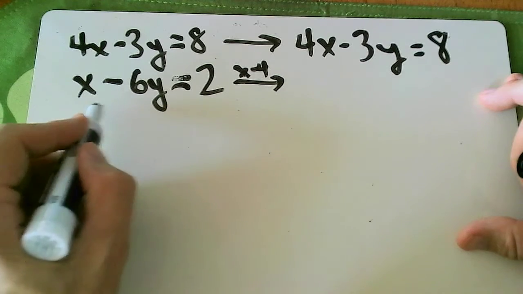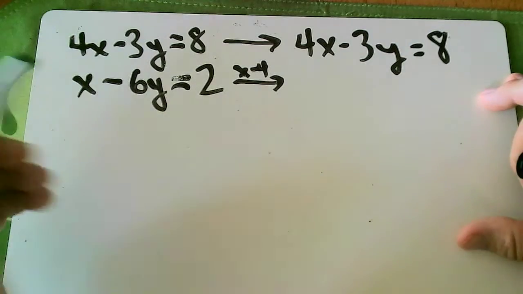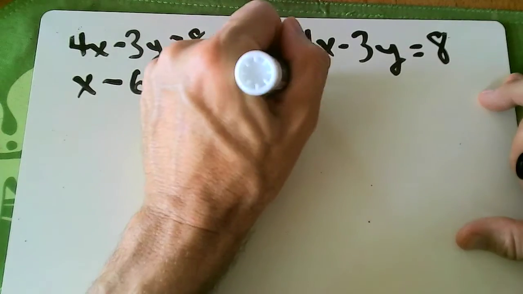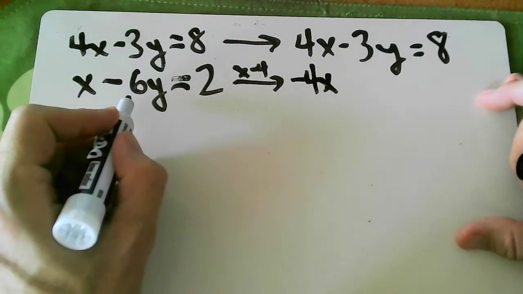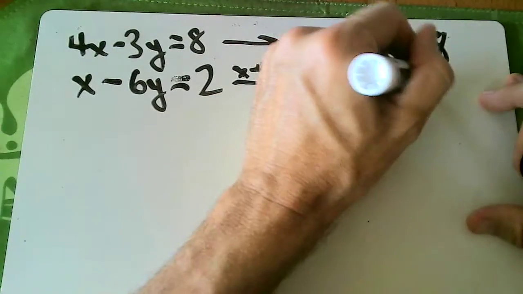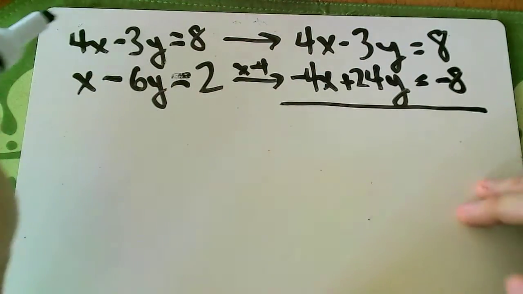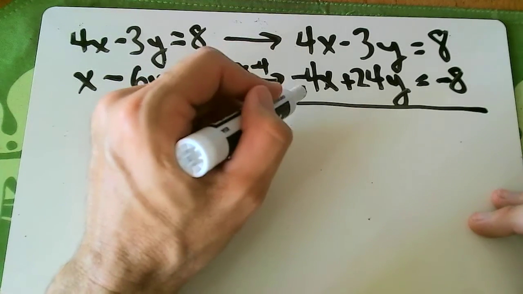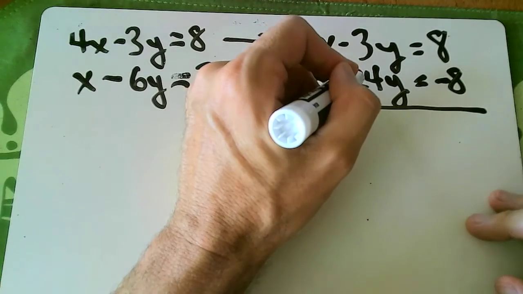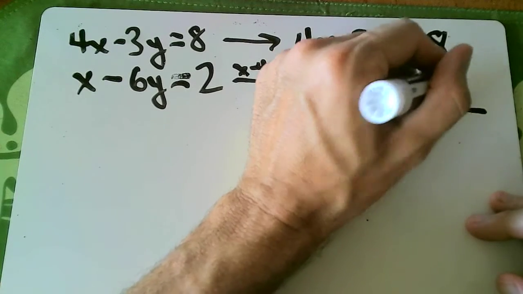When I multiply by a negative 4, I have to multiply all the terms so that this equation stays in balance and has generally the same value, except now everything's multiplied by a negative 4. So I get negative 4 times x is negative 4x. Negative 4 times a negative 6 is a plus 24y. And negative 4 times 2 is a negative 8. So what I've done by doing this step is now I can add down and the x's will go away. 4x minus x is 0x, right? Here I have 24 minus 3, which is 21y. And I get 8 minus 8, which is 0.